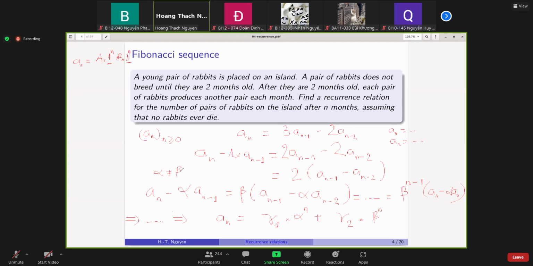But when can you write it like this? The idea is to find alpha and beta so that the general term of the sequence can be written in this form, where gamma 1 and gamma 2 are some constants which will be determined by the initial conditions.